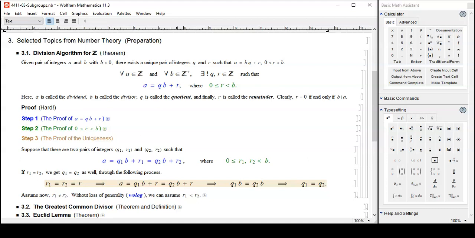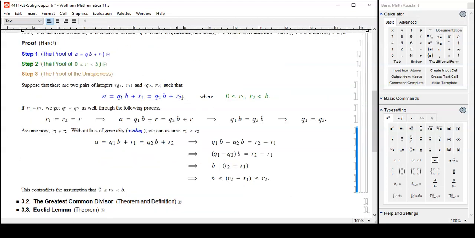Now, what if R1 and R2 are different? In that case, without loss of generality, we can assume one is less than the other. R1 is less than R2. If R2 is less, then just rename those. And then from here, this blue, flip this Q2B to the other side and R1 to the other side. That's going to give me Q1B minus Q2B is equal to R2 minus R1, and then factor B out. So we got some integer times B is R2 minus R1. Consequently, B divides R2 minus R1.